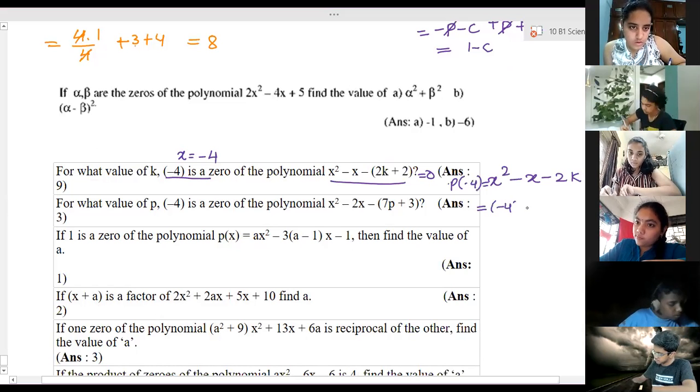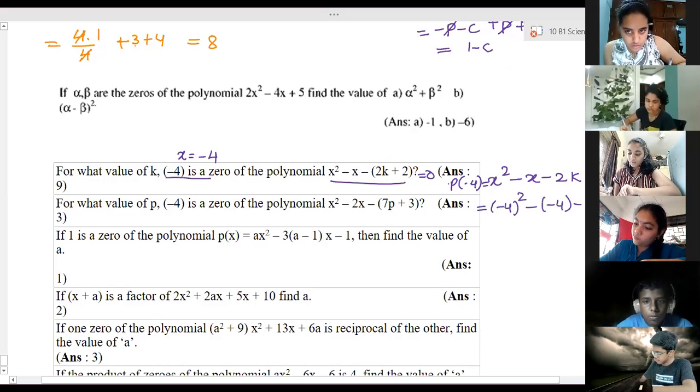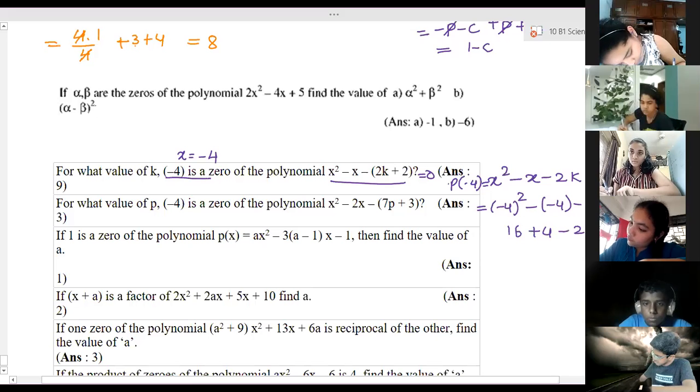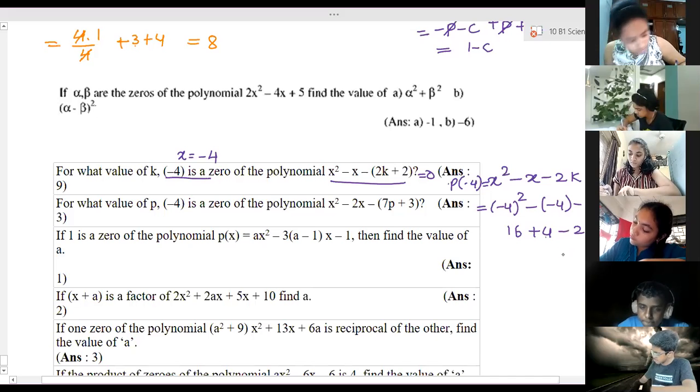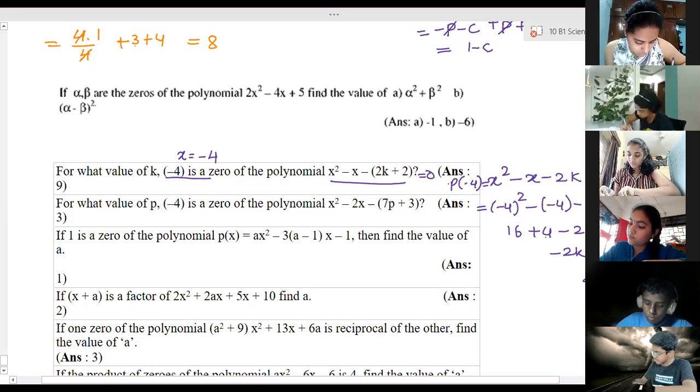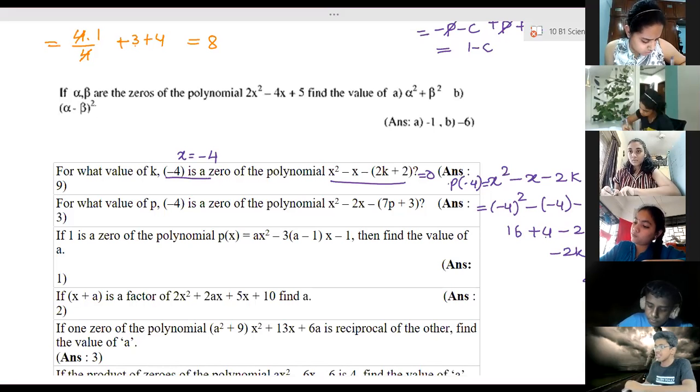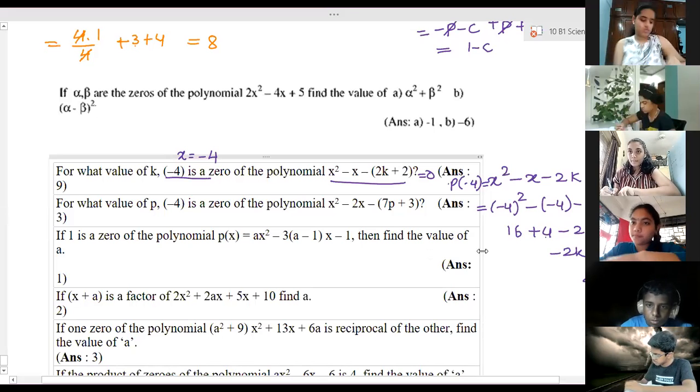So minus 4 square minus of minus 4 minus 2k minus 2 equal to 0. 16 plus 4 minus 2k minus 2 is equal to 0. 20 minus 2 is 18. Minus 2k plus 18 is equal to 0. So 2k is equal to 18. k is equal to 9. Right? Yes, ma'am.